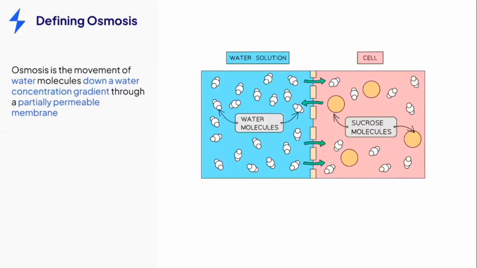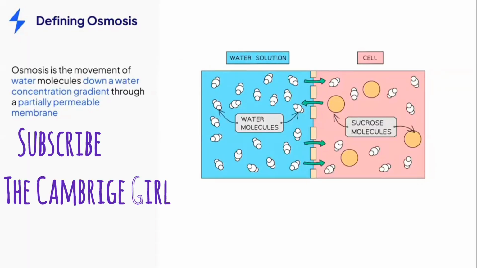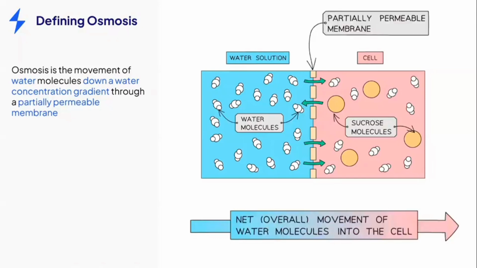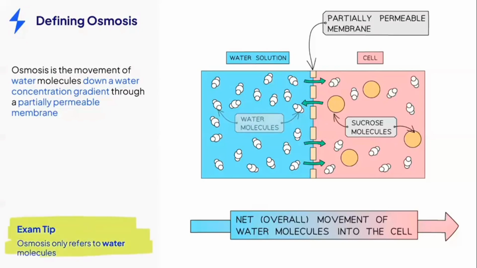Osmosis is the movement of water molecules down a concentration gradient through a partially permeable membrane. Partially permeable means that some substances, but not all, can pass through it. Molecules that cannot pass through the membrane may be too large or have other characteristics which prevent them from crossing. Fundamentally, it is important to remember that osmosis refers only to the movement of water molecules.